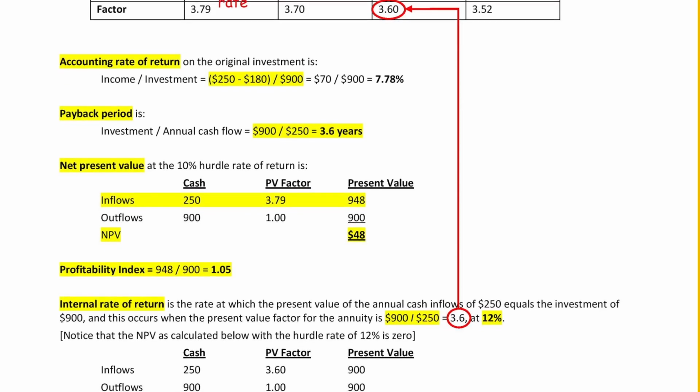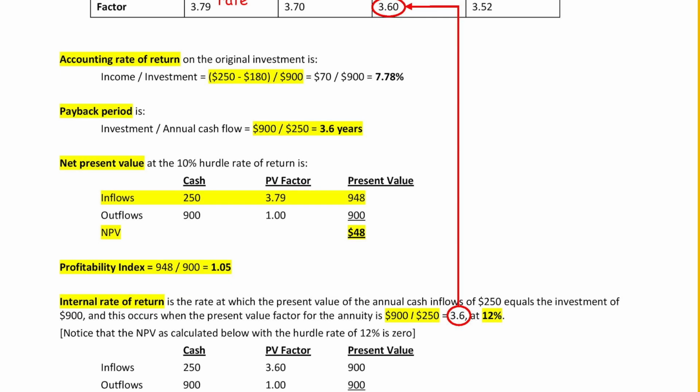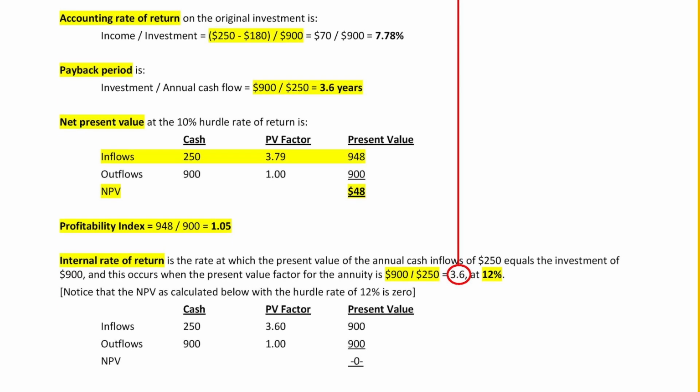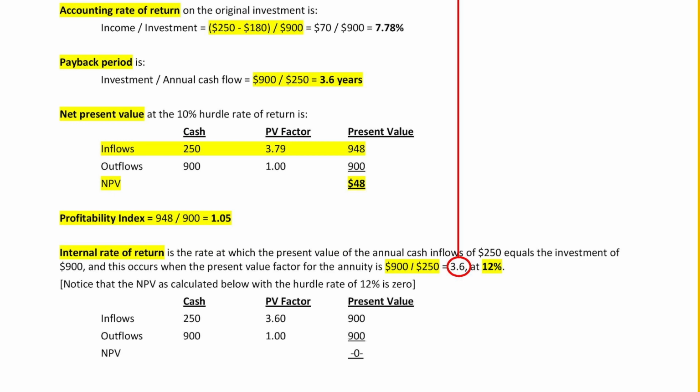So if you look at the calculations there, inflows $250 for the next 5 years, the present value factor at 12% is 3.6. The present value of cash inflows at 12% discount rate is $900. Outflows is $900. NPV equals 0. So right there, if IRR equals hurdle rate, NPV equals $0.